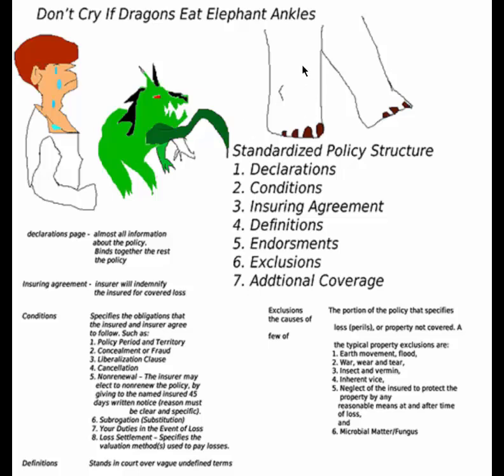But anyhow, we have the parts of the policy. We have the declaration, that's the D. The C is the condition. The I is the insurance agreement, and then the D for definition, endorsement, exclusion, and then additional coverage.